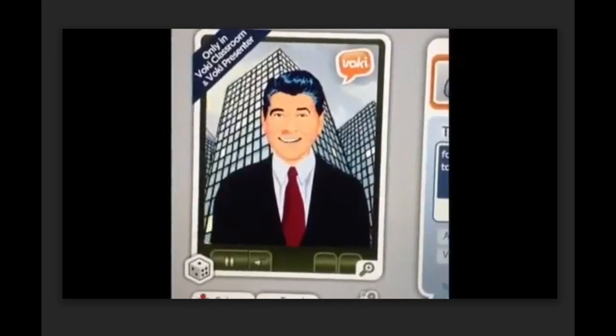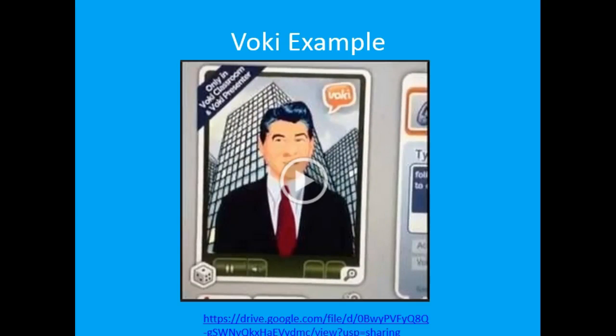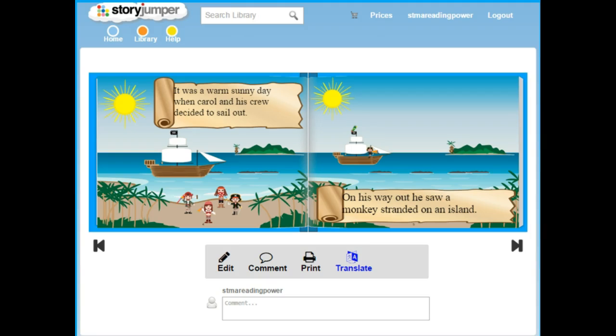So that's an example of a Voki. Now the person not only made the Voki, because the Vokis are limited to 30 seconds, they had to make multiple Vokis and then take a recording of those Vokis to get it to a presentation length that was long enough. Another type of technology you might use for your presentation is called Story Jumper. Story Jumper is an online storybook. So here's an example of one of those.